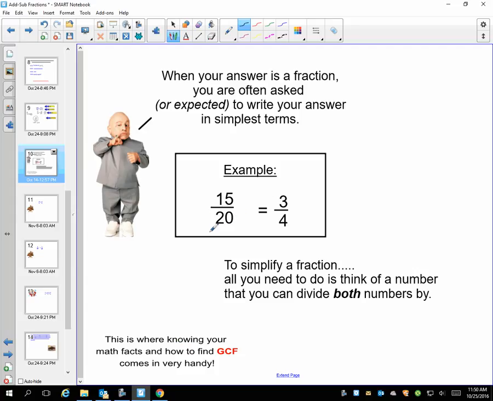So let's go back up here to our example, 15/20. What is my greatest common factor of 15? Remember, we find the greatest common factor by listing the factors.